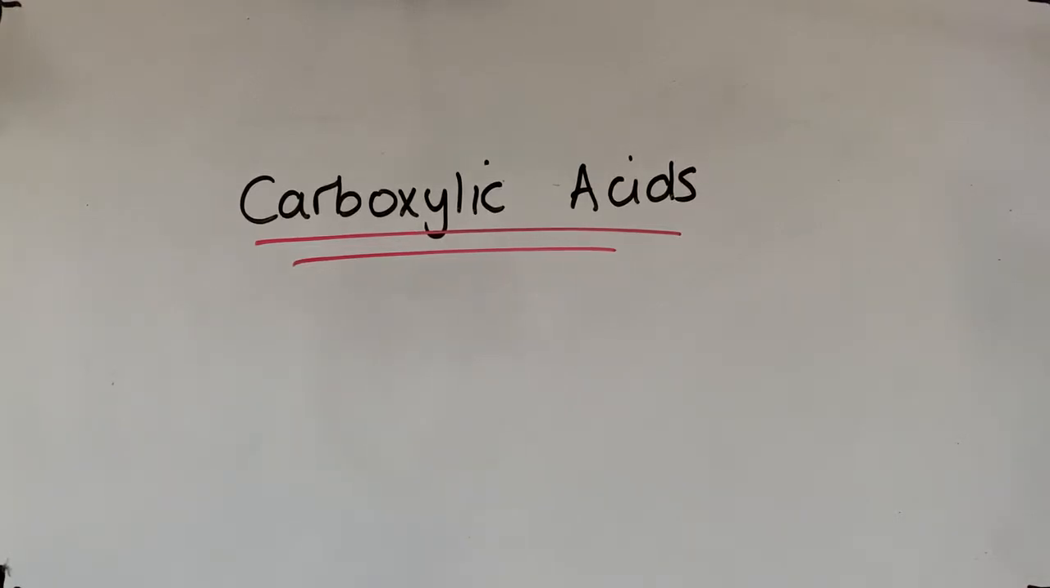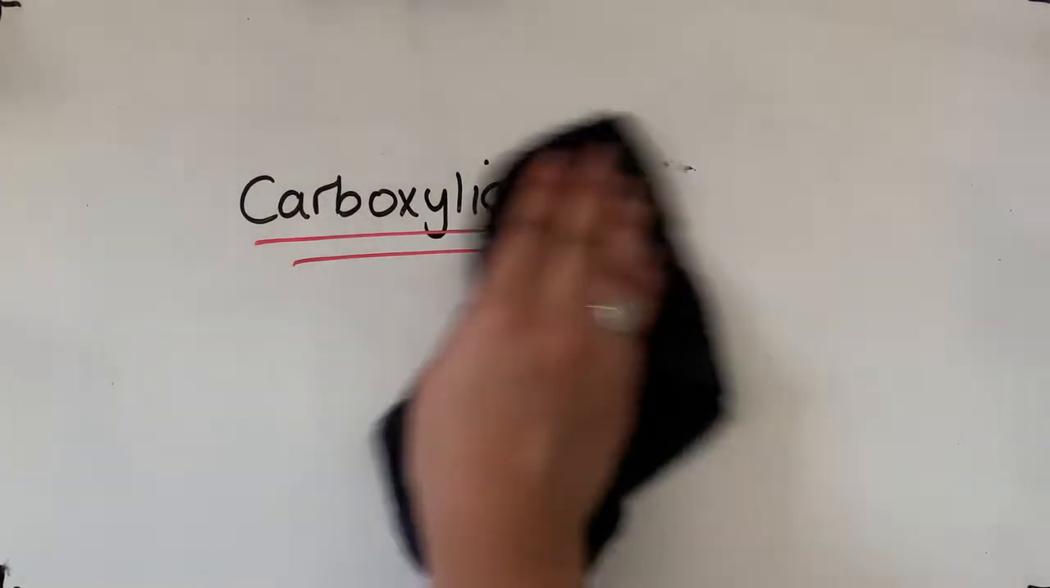Today we're going to be looking at carboxylic acids. So we're going to look at the functional group that is a part of all carboxylic acids. We're then going to look at how to name them, and then some of the properties that they have, and then also the reactions that they take part in. Okay, so first things first, let's look at the functional group that all carboxylic acids have.